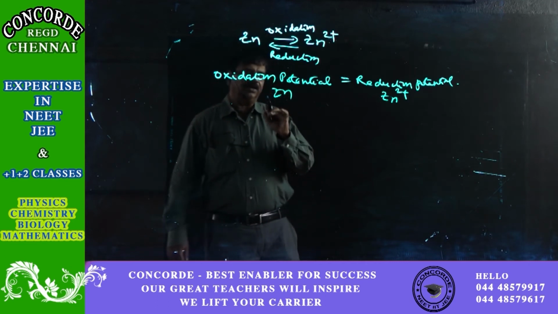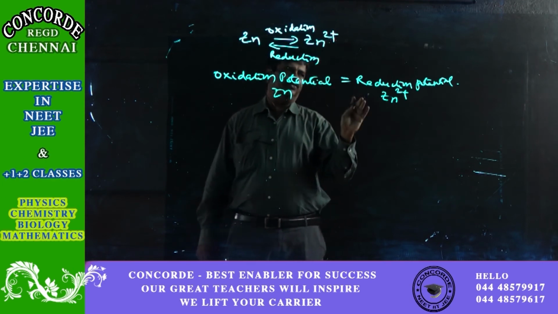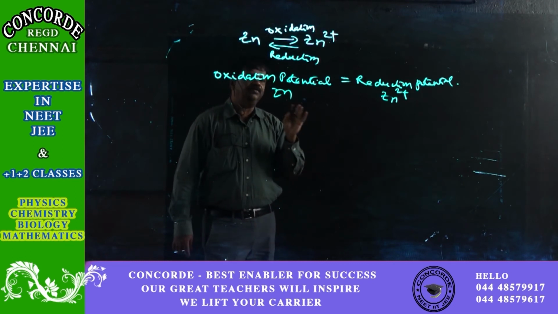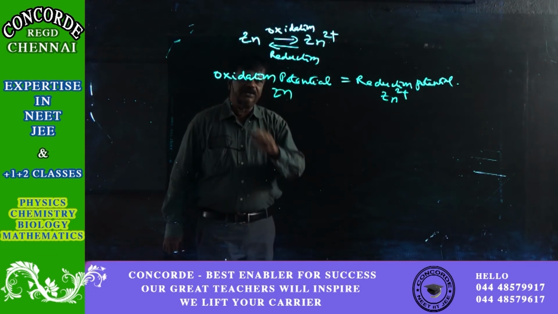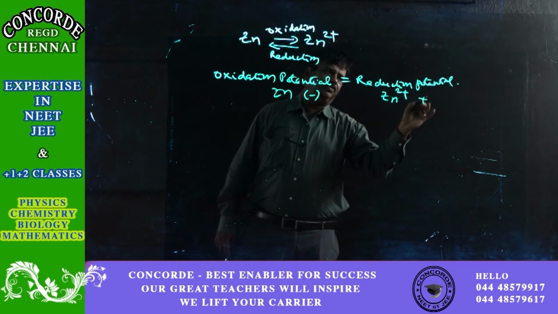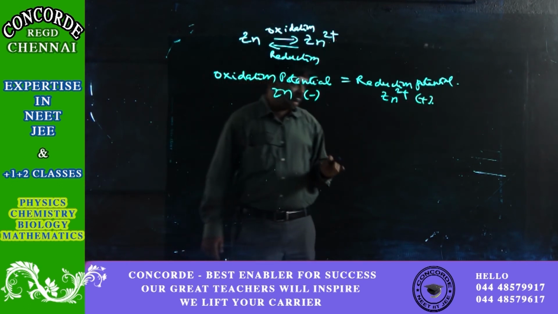The quantity will be the same. If it is 2, that is also 2. If it is 1.5, that is also 1.5. Only the sign will change, one will be in minus, the other will be in plus. Generally in oxidation potential, the value will be in minus. In reduction potential, it can be more in plus, but that is not the universal case.